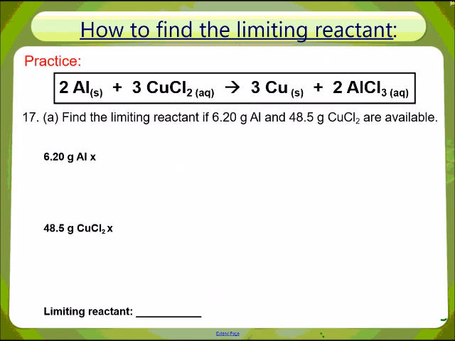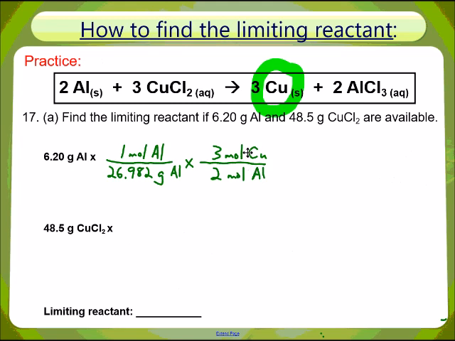This one's already balanced. We have 6.20 grams of aluminum and 48.5 grams of copper chloride. So this time we're going to have to do step 1, which is convert this to moles. So I need the mole to mass conversion. So I have 26.982 grams of aluminum in 1 mole. And I'm going to pick copper again as the one that I compare. So we're going to see 2 moles of aluminum will make 3 moles of copper. And that tells me that if I start with 6.20 grams of aluminum, I can make 0.345 moles of copper.